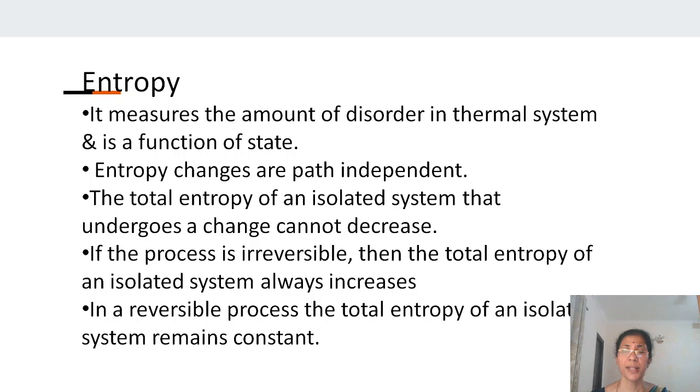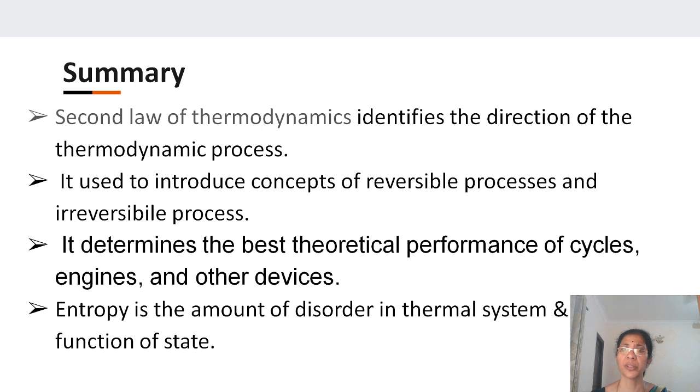And what do we mean by an isolated system here? We discussed this in the previous class: it is a system where energy and matter are not exchanged with the surroundings. If the process is irreversible, then the total entropy of the system always increases. And in a reversible process, the total entropy of an isolated system remains constant.